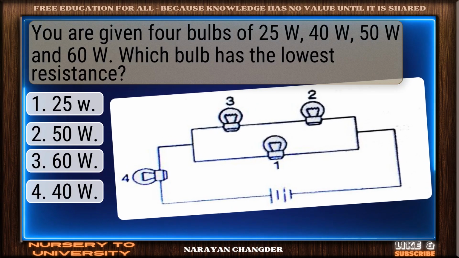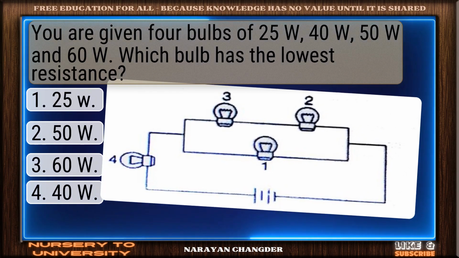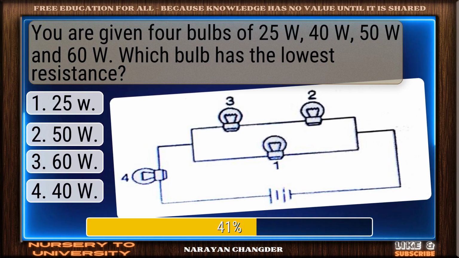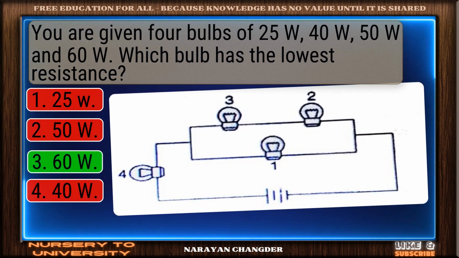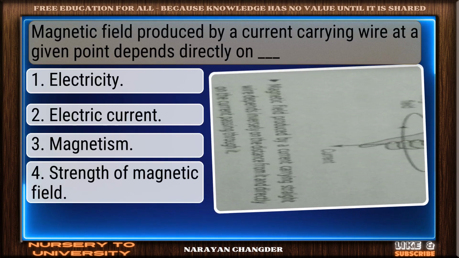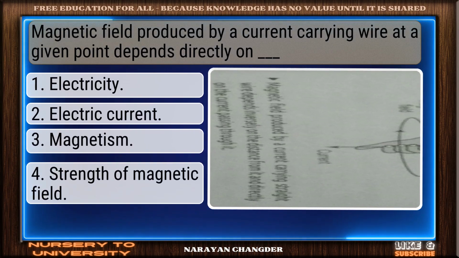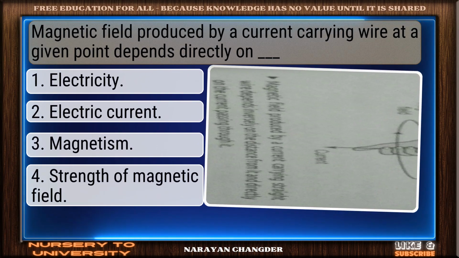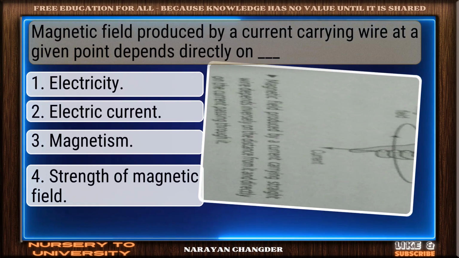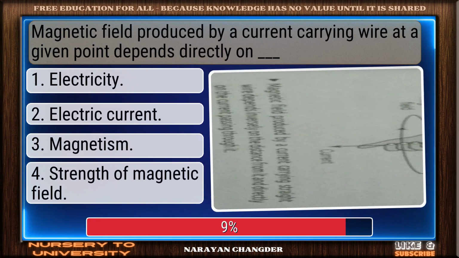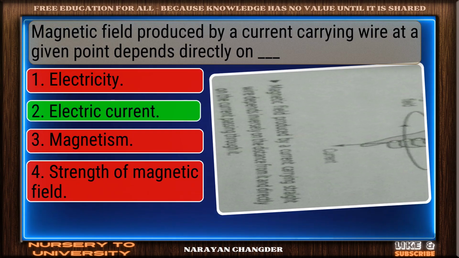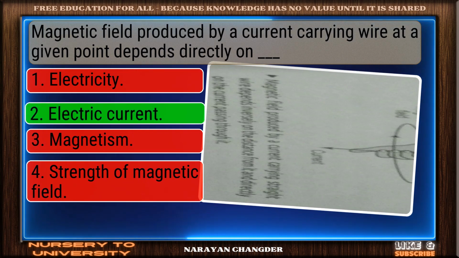You are given 4 bulbs of 25W, 50W and 60W. Which bulb has the lowest resistance? Well reasoned. 60W is correct. Magnetic field produced by a current carrying wire at a given point depends directly on dash. Valid point. Electric current is true.